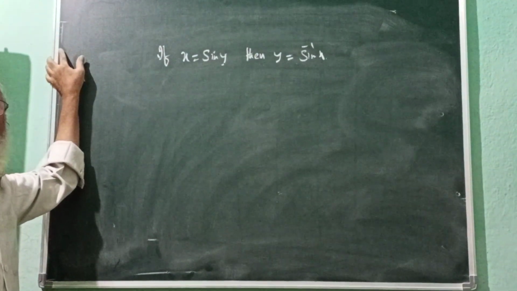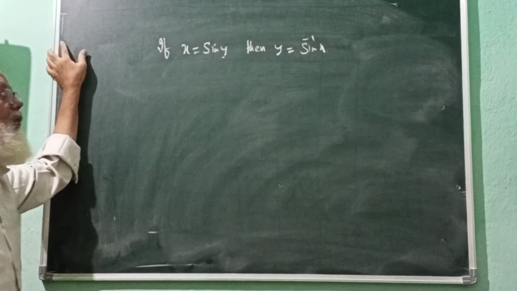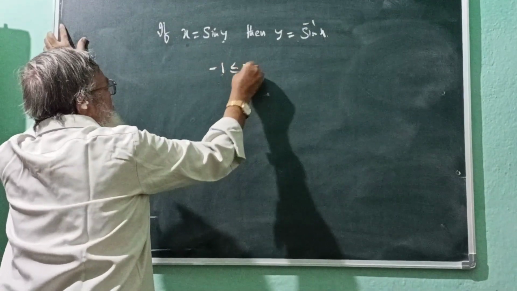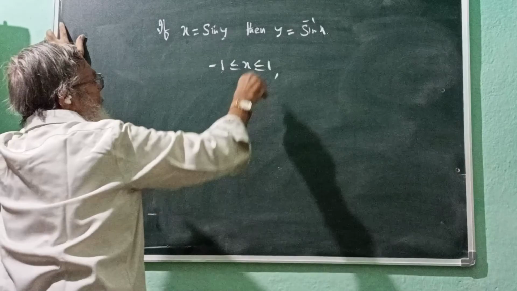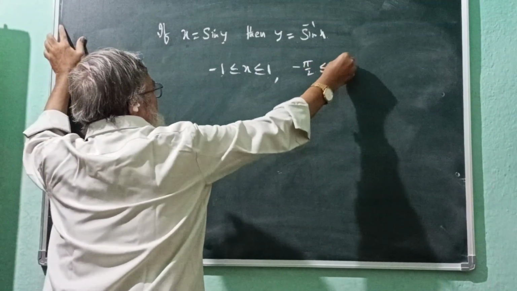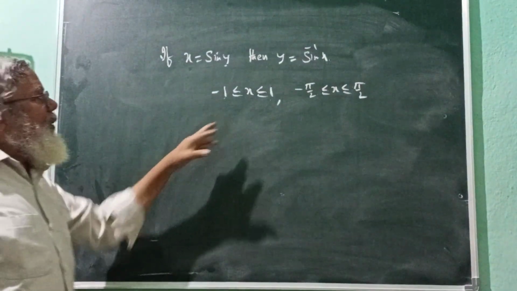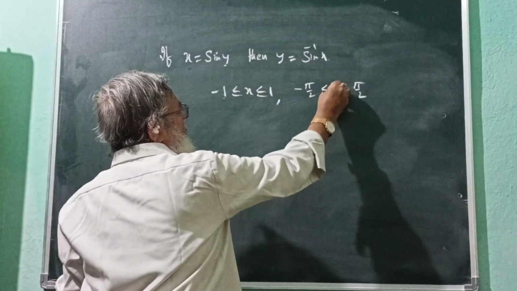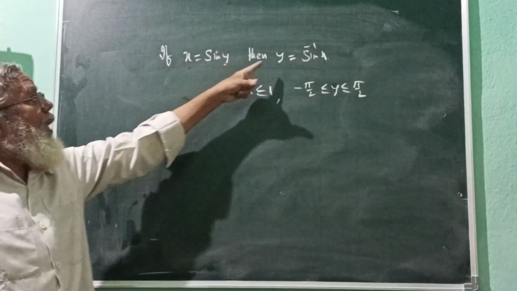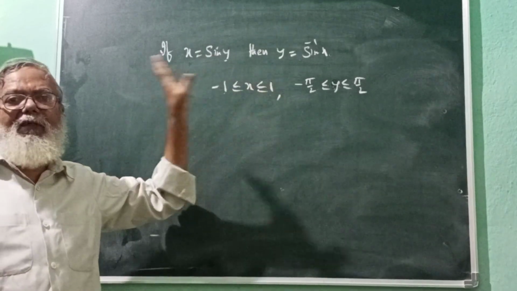But not for all values, only under certain restrictions on very particular values, where the value of x will be in between -1 and +1, and the value of y will be between -π/2 and +π/2. Look here, between these the value of y will be between -π/2 and +π/2. This equation y is equal to sine inverse x holds good when these two conditions are satisfied.